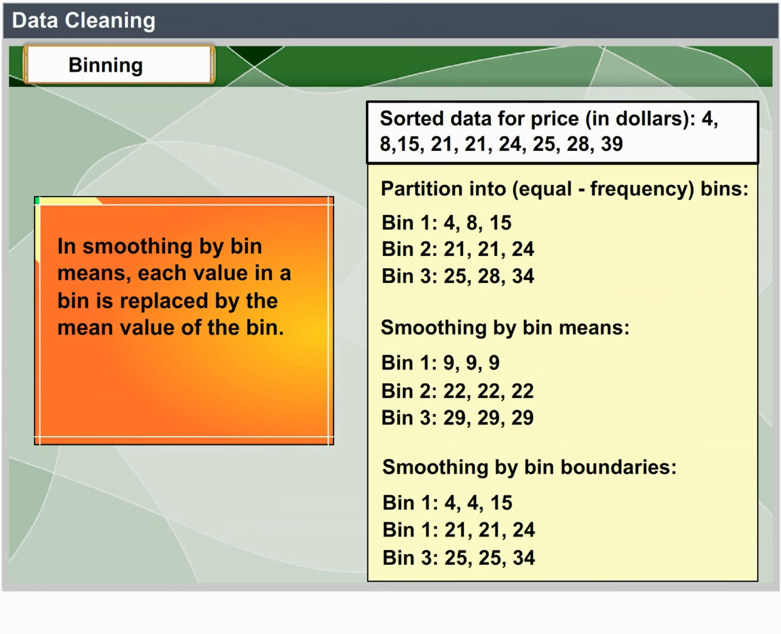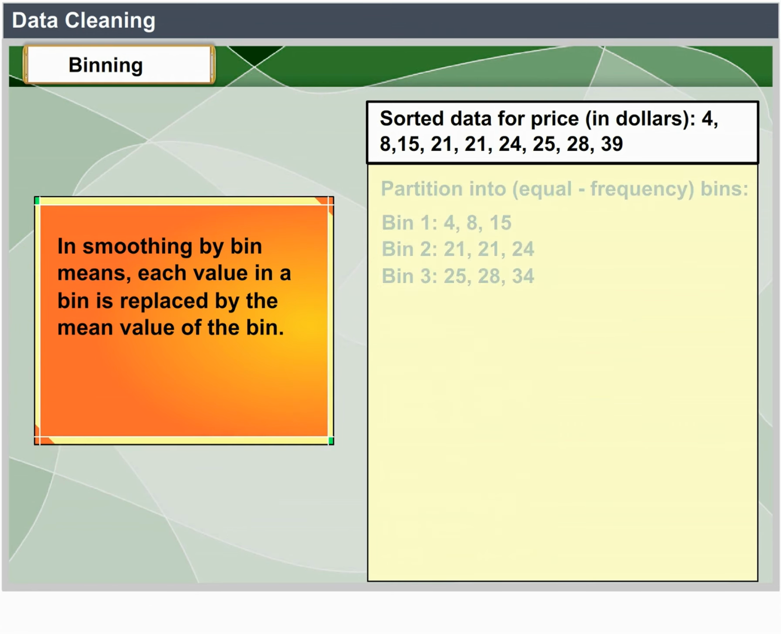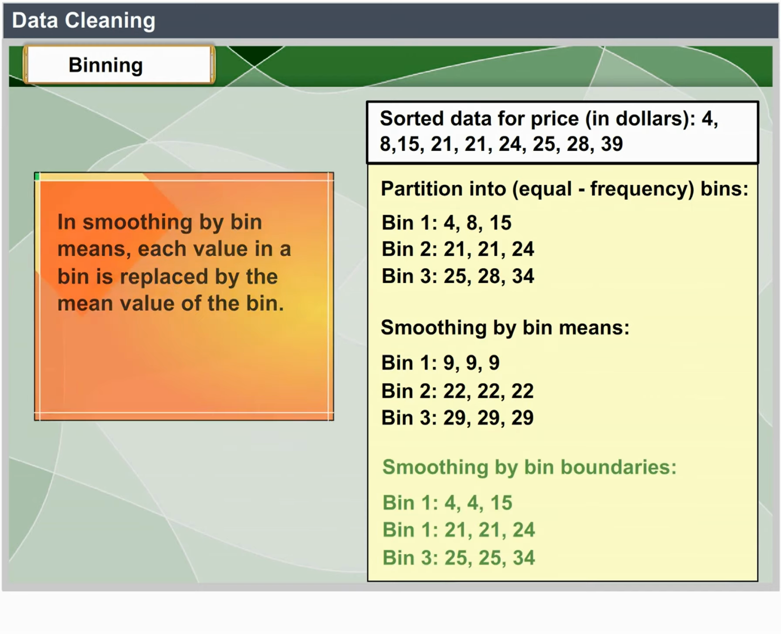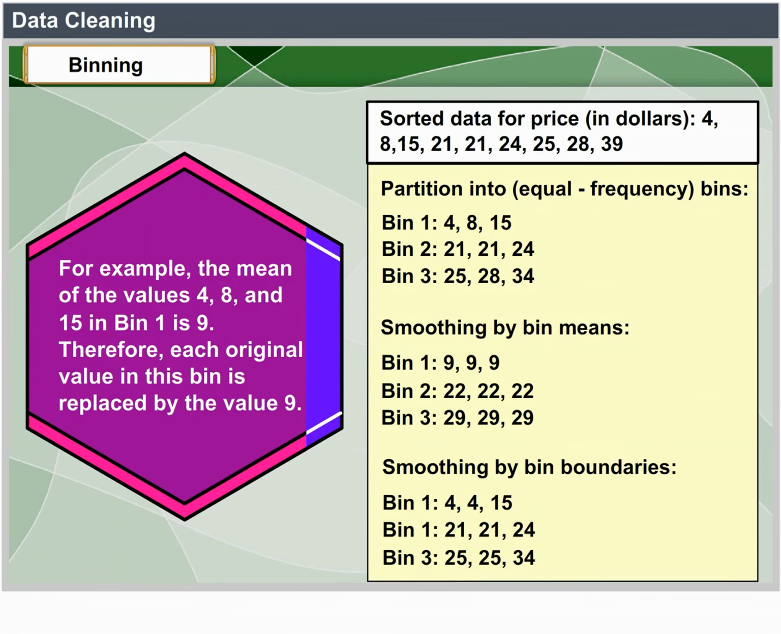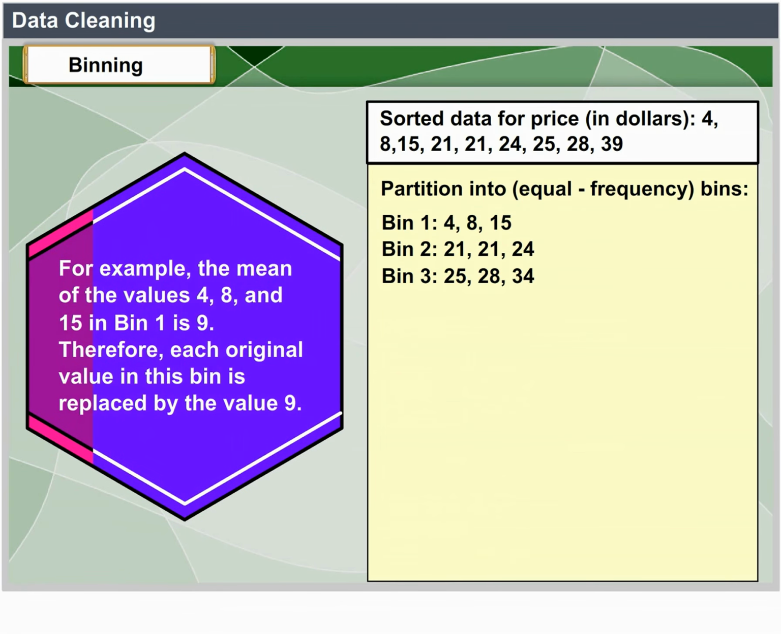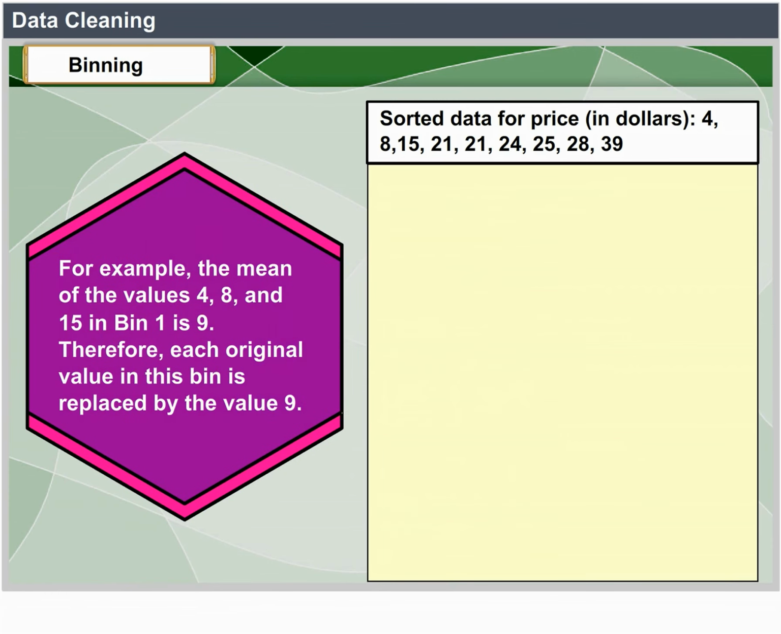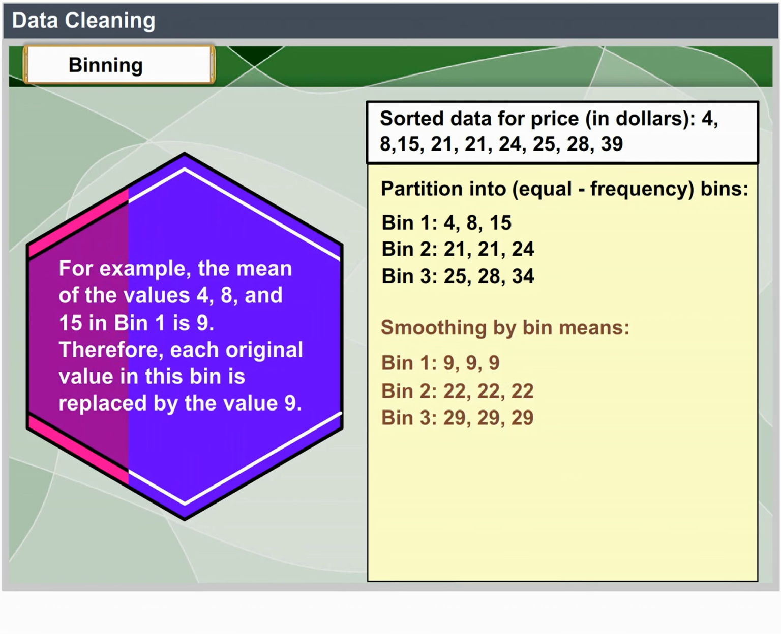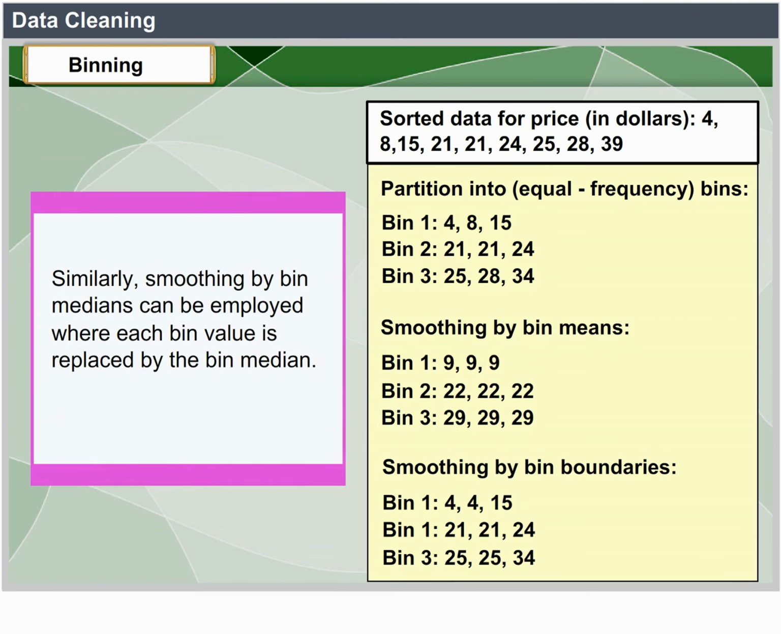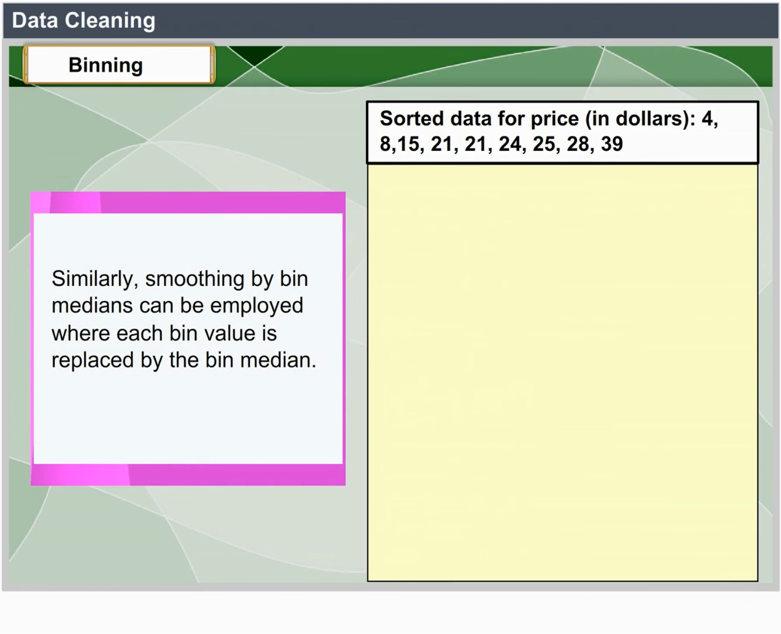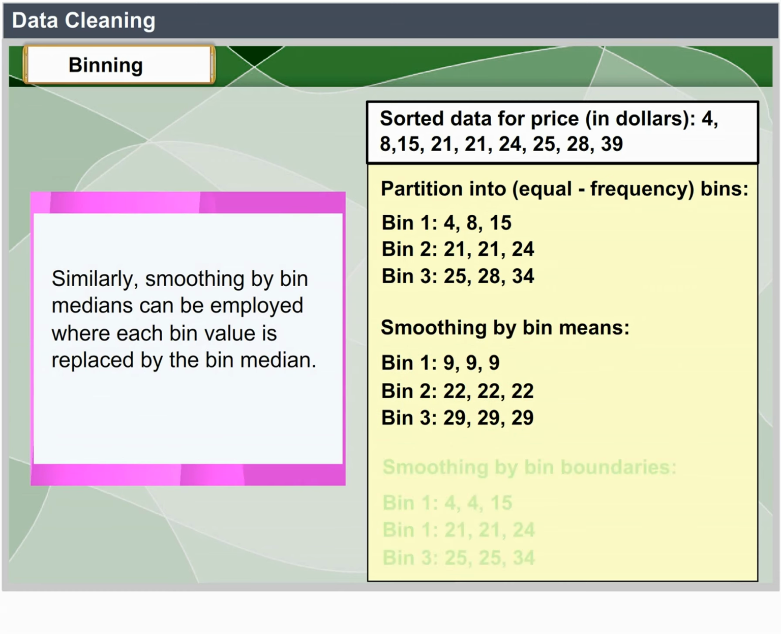In smoothing by bin means, each value in a bin is replaced by the mean value of the bin. For example, the mean of the values 4, 8 and 15 in bin 1 is 9. Therefore, each original value in this bin is replaced by the value 9. Similarly, smoothing by bin medians can be employed, in which each bin value is replaced by the bin median.